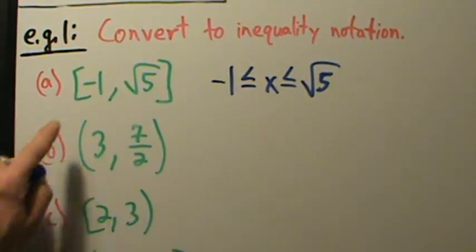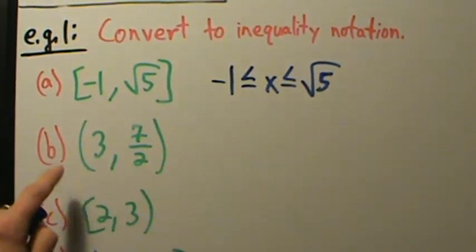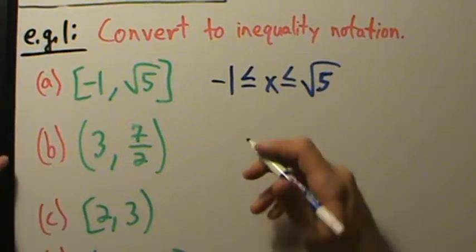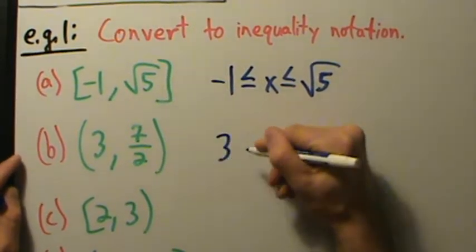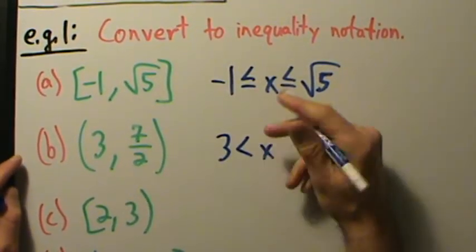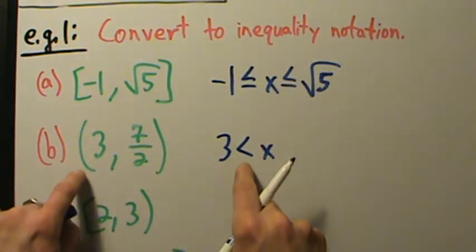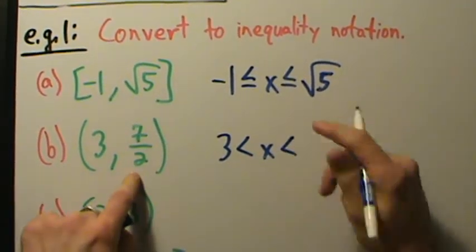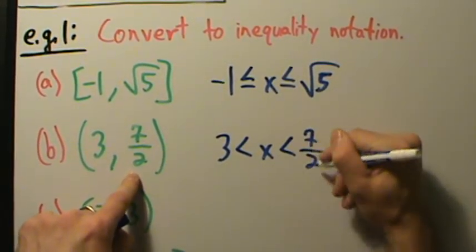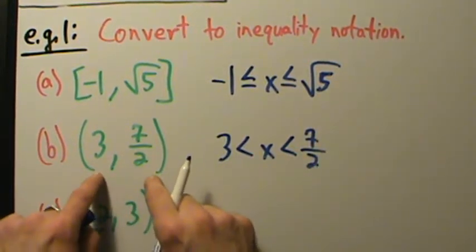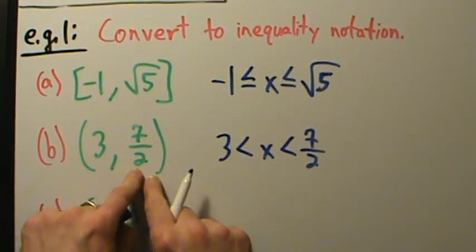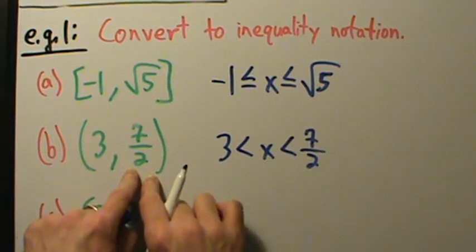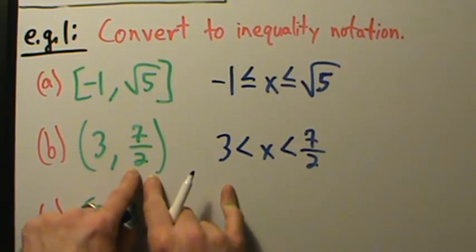So remember square bracket corresponds to or equal to. So round parenthesis corresponds to strict inequality. So this is going to be 3 strictly less than x, okay, strict inequality because of the round parenthesis, and then strictly less than 7 halves. Okay, so this interval represents everything strictly between 3 and 7 halves, and 7 halves is 3.5, right? So everything between 3 and 3.5, really.